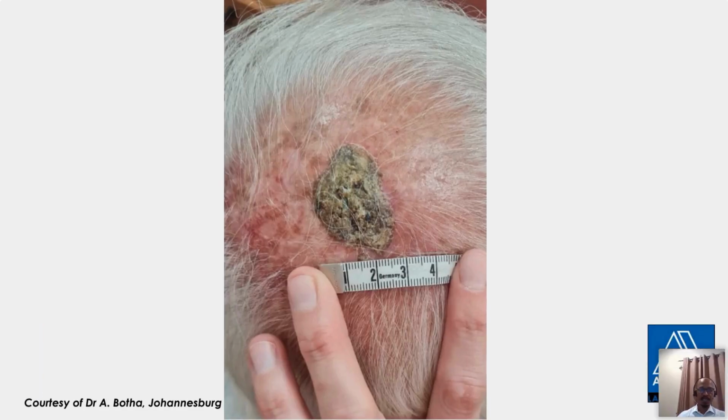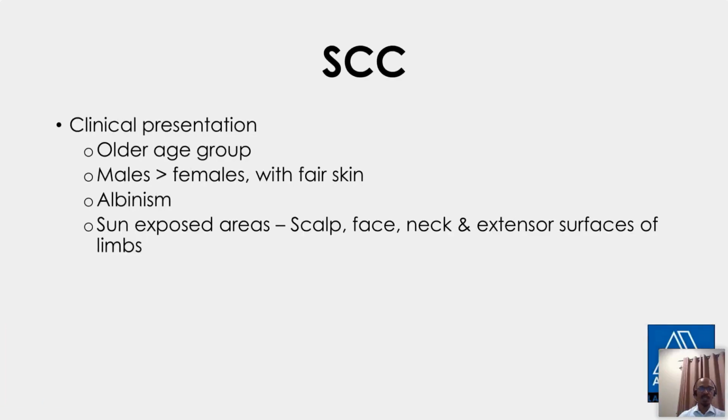Sometimes the tumors are just flat and crusted, as in this case here, which was actually located on the scalp, particularly on the scalp of bald elderly men. You have to actually look closely at the scalp because often there are actually actinic keratosis and tumors there.